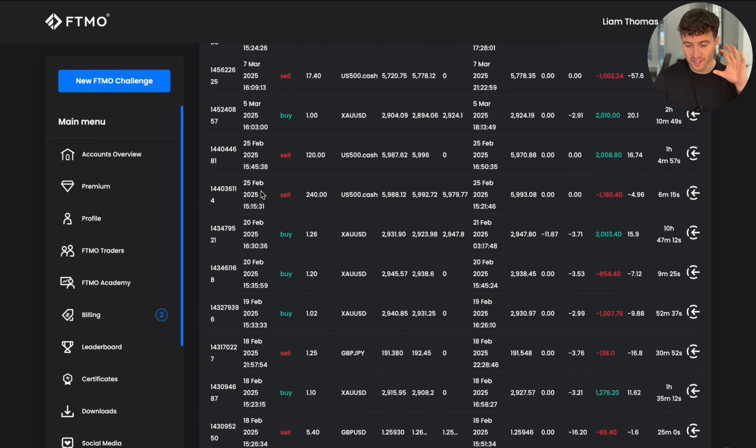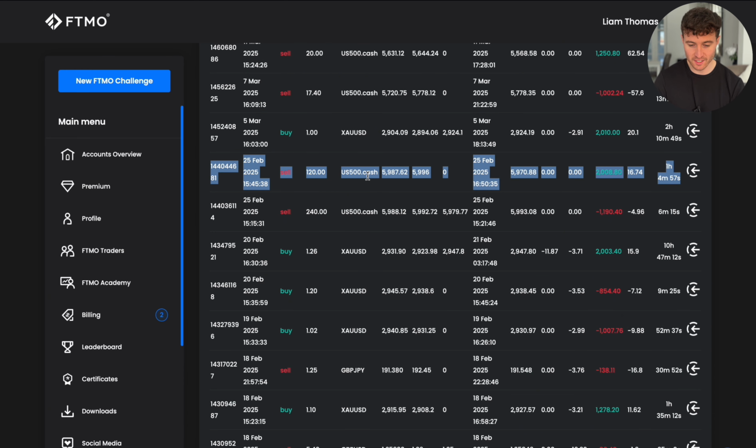which is $10,000. Again, here is the exact execution proof of this trade right here. It's this one right here that I've just highlighted, just so you guys can further see the execution proof of this trade from my FTMO terminal.